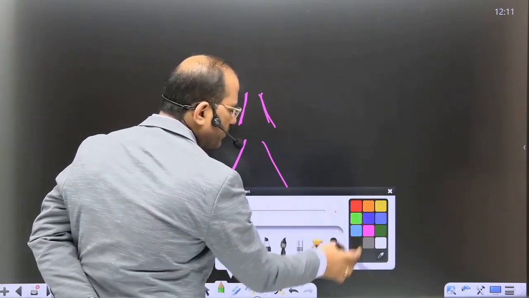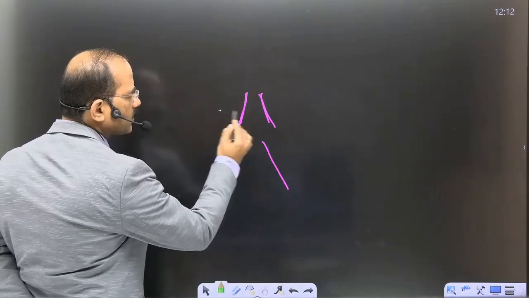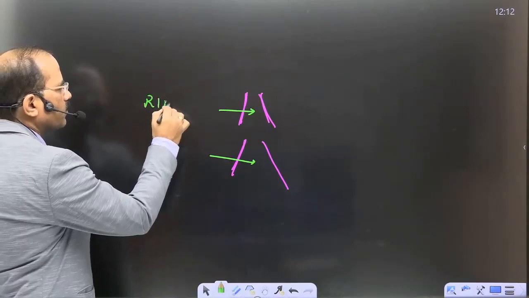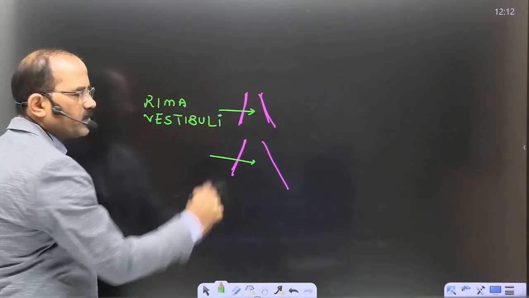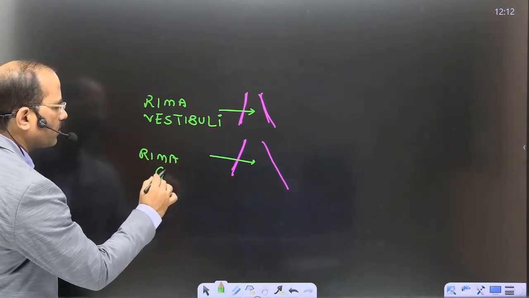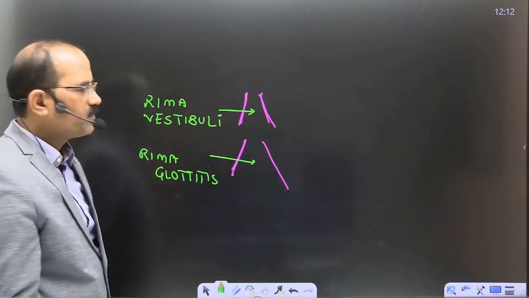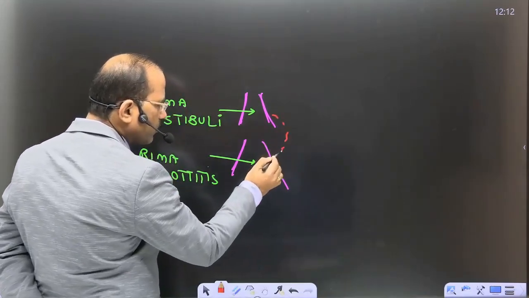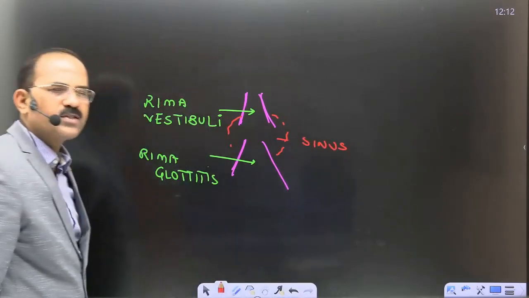You can see the space between the two vestibular folds, this space, and there's a space between the two vocal folds. This is what we call rima vestibuli, the space between the two vestibular folds, and this is what we call rima glottidis, the space between the two vocal folds, right? And between the vestibular and the vocal folds on either side, what is that? Sinus or ventricle of the larynx.